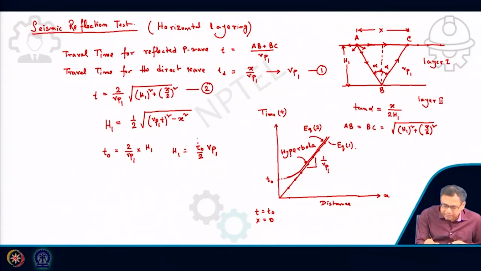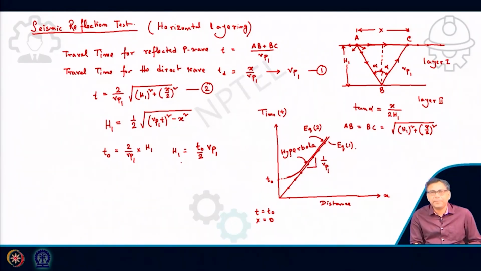So, I will get T0 from the plot, and then Vp1 I will also get from the slope of equation 1, and then I will get the H1. It is simple. But the one issue is here: the first equation, drawing the first line is not a problem, because I know that it will be a straight line. The points that I join, I will get a straight line. But the second one, drawing a hyperbola with different points will be difficult.